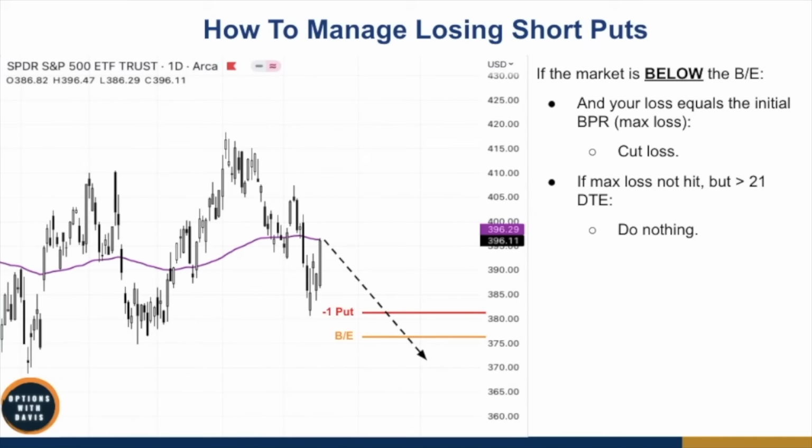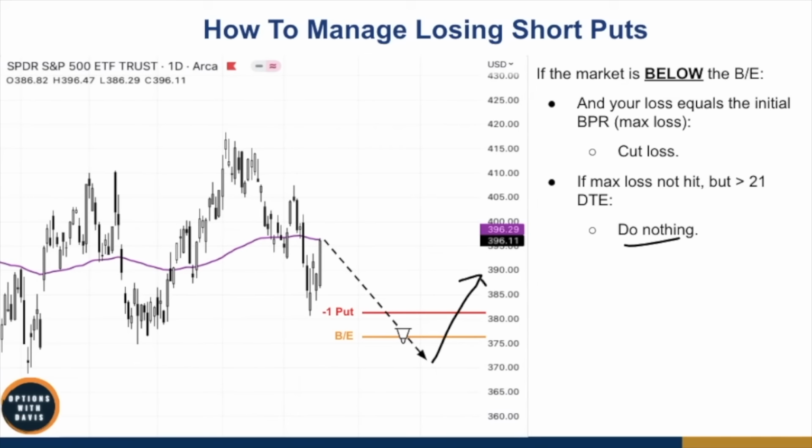So if the max loss is not hit and there's still more than 21 days to expiration left, then guess what? There is nothing to do, right? The market can come down. You just want to give it time, because it could come back up again. And if it does come back up, then there really is no need for you to aggressively manage this, right? It could still be in a profit just as it is.